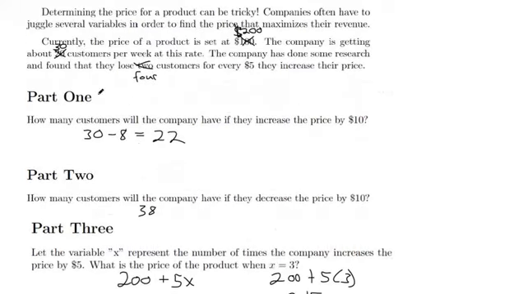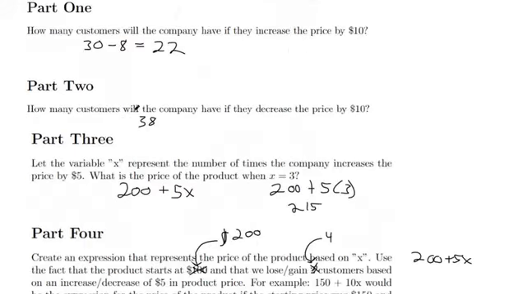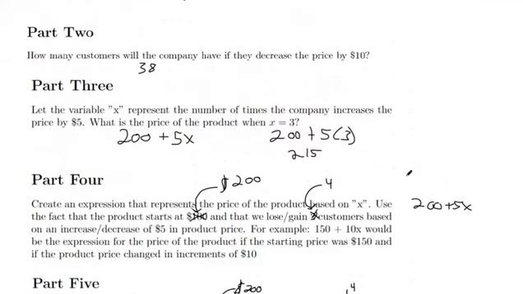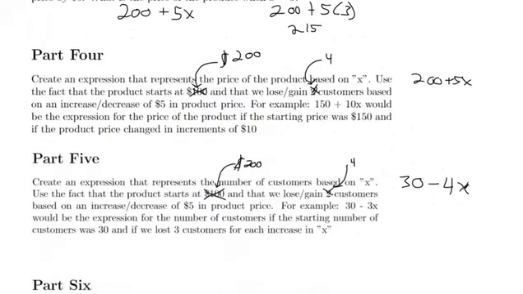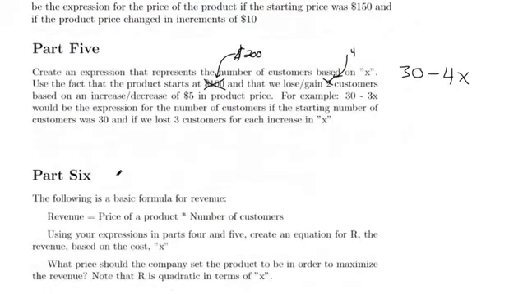Okay, so we start with 30 customers, but we're losing customers. We're losing 4 customers every time x increases by 1. So you need a variable there, just like we did in part 2. So if x equals -2, which means you've decreased the price, then you've gone up to 38 people, because -2 times -4 makes +8. That's the expression that represents how many people we have, depending on the number of times we change the price.